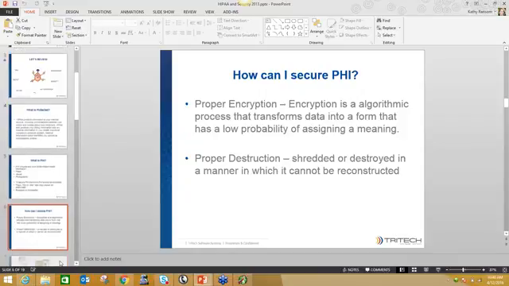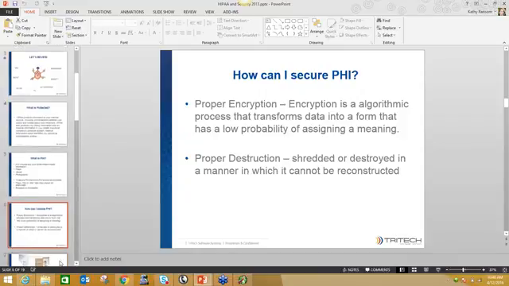How can you secure protected health information? Proper encryption, and encryption is an algorithmic process that transforms data into a form that has a low probability of assigning a meaning. And proper destruction, meaning shredding or destroying in a manner that the information cannot be reconstructed.